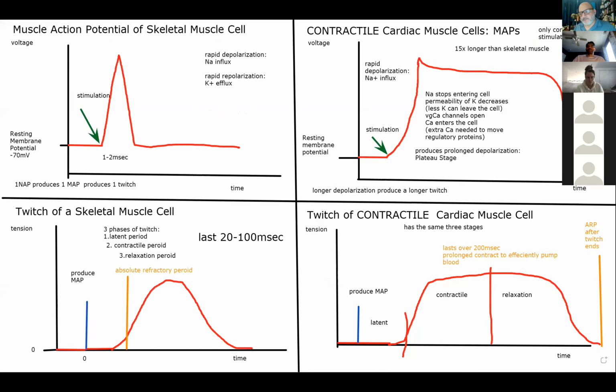Let's take a look at this. We just finished talking about the contractile cells. We are now going to discuss the conductive cells, or as I also mentioned, what are known as the autorhythmic cells of the heart. Let's say it this way, cardiac conductive cells.